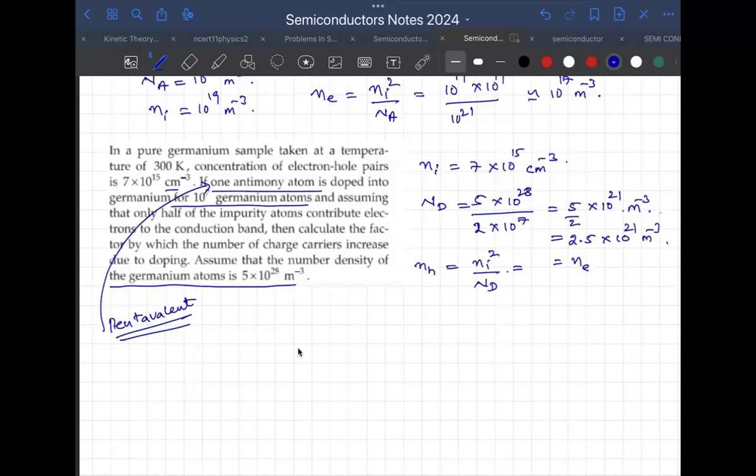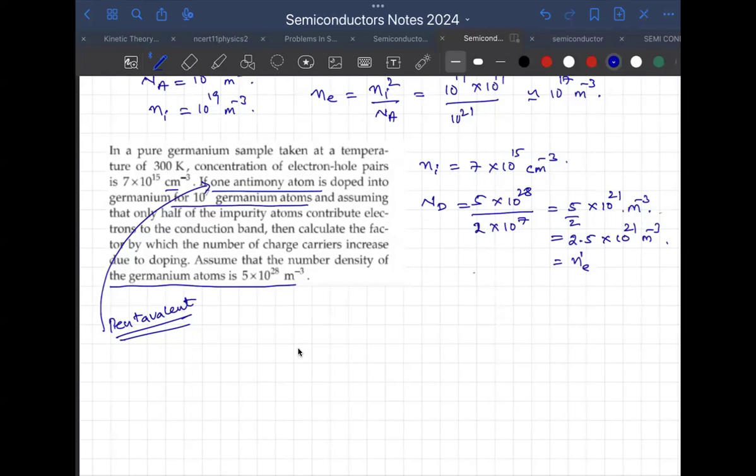By the way, what is your question? Factor. Factor by which it is changing. Who cares for holes? That is electron. Okay, new number of electrons per unit volume. Initially, what was the number? Initially, the concentration of electron-hole pairs. I have done one mistake. Electron and hole pairs means carrier concentration.